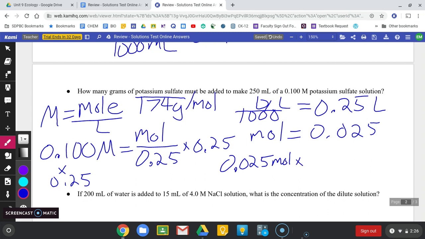So moles, we want grams. We want to get rid of the moles. For every 1 mole, we have 174 grams. So 0.025 times 174 gives you 4.35 grams. So again, that's 4.35 if you can't read that. That's your final answer.